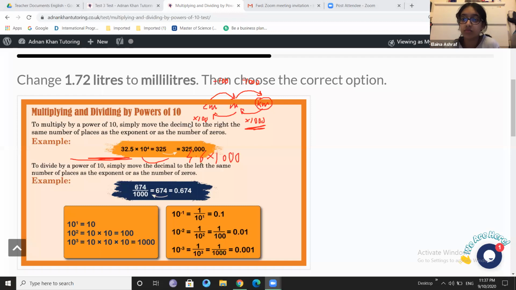So change 1.72 liters into milliliters. Can we have Baba for this one?